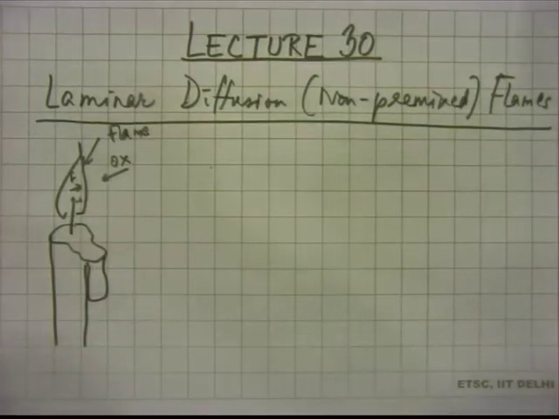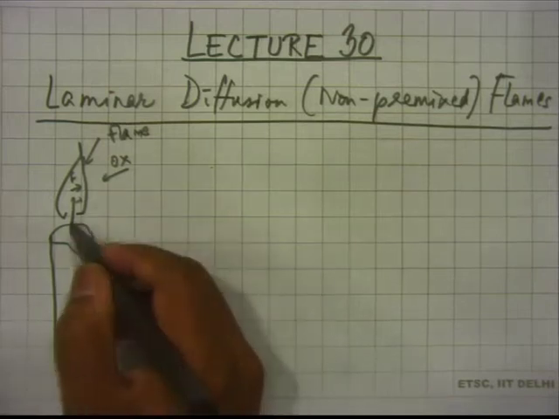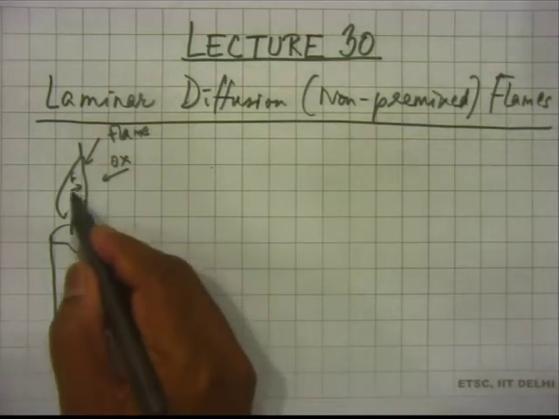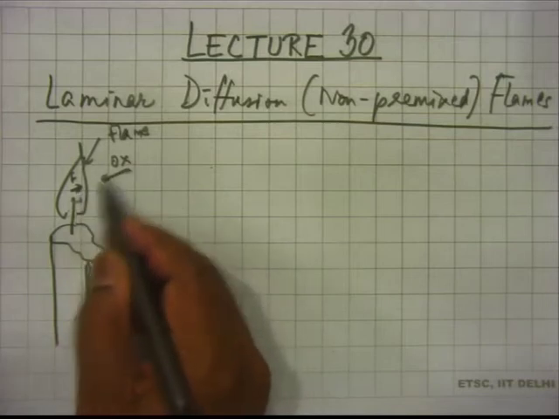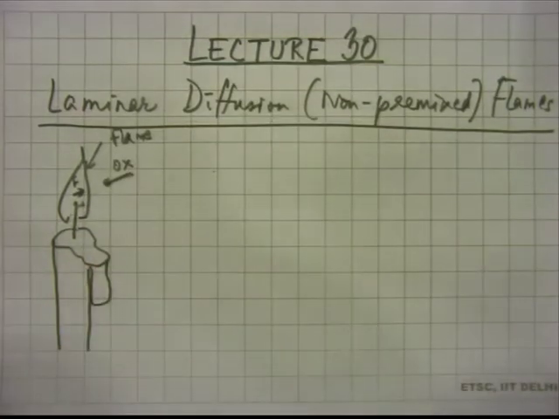Now the fuel in case of a candle is a heavy hydrocarbon. So it's a C16, C18 or maybe C20, that sort of a hydrocarbon, and that molten wax rises up the wick, then it vaporizes, moves towards the flame, oxidizer comes from the other side, they meet, and then you get a flame. So this is a candle flame which we know of.